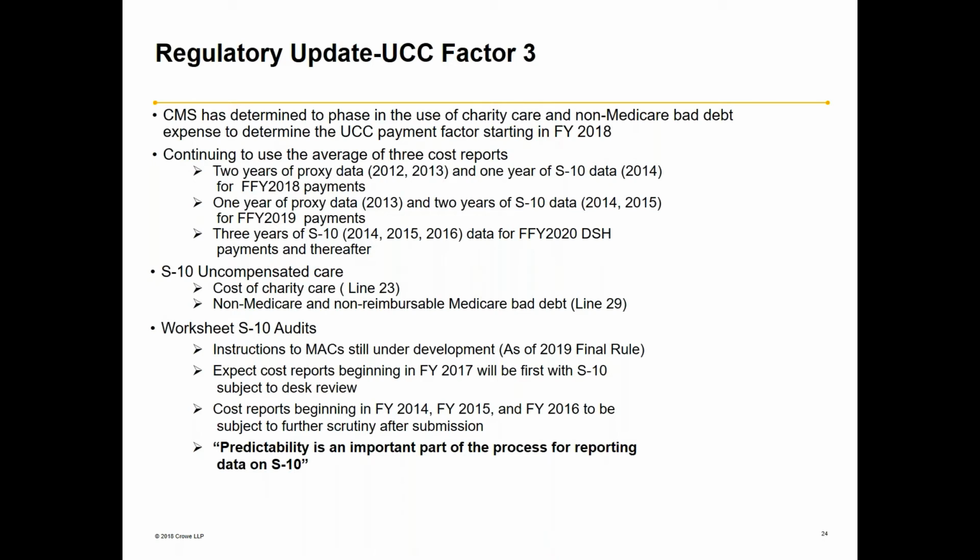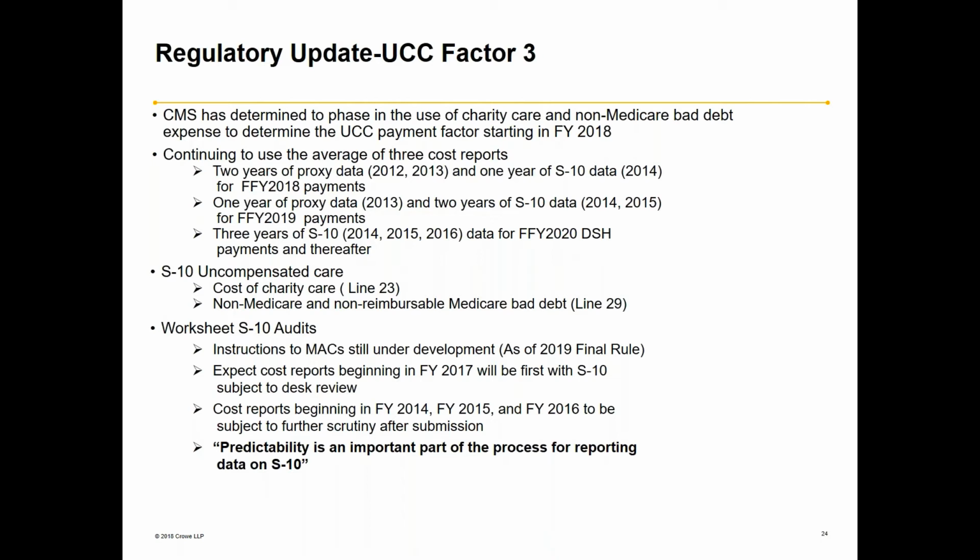And then right now, the way it stands is in 2020, it will all be the S-10. So it'll be 3 years of S-10, 14, 15, and 16 data that will determine that uncompensated care portion for your hospital. The uncompensated care payments are the cost of charity care on line 23 and the non-Medicare and non-reimbursable Medicare bad debt. That's on line 29.